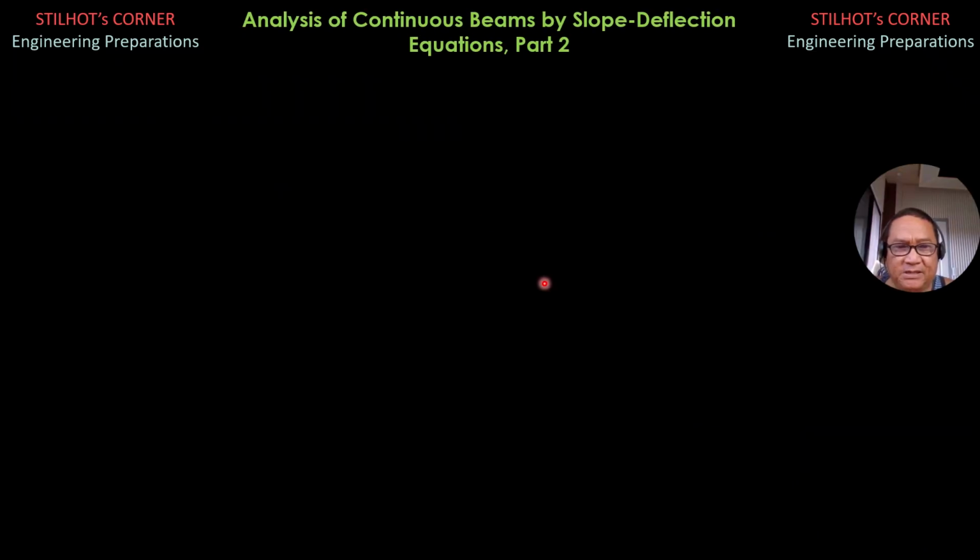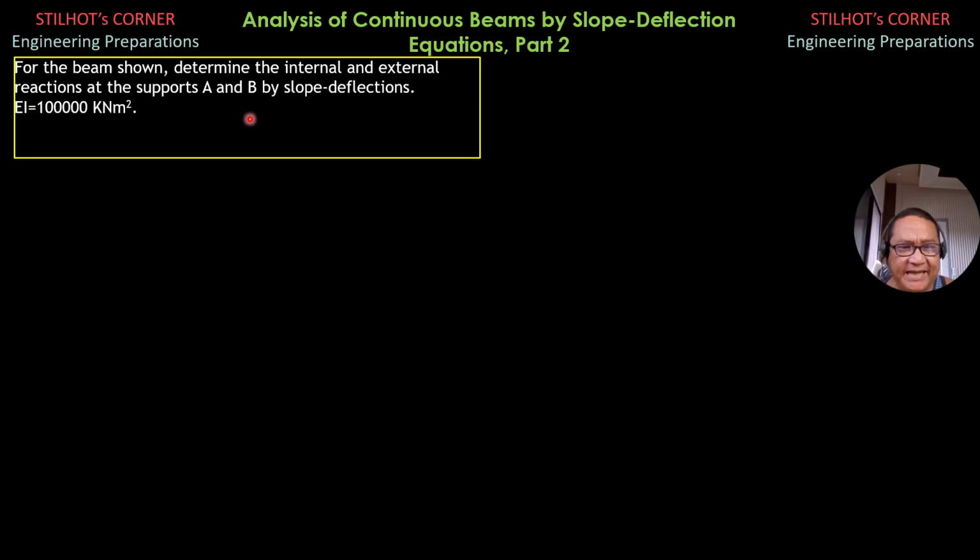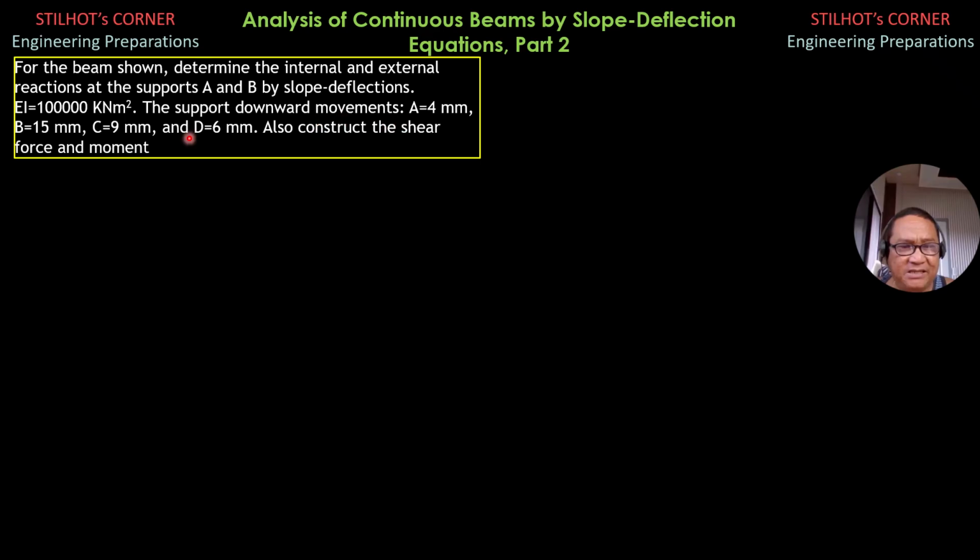So for this second problem, there are support movements. For the beam shown, determine the internal and external reactions at the supports A and B by slope deflection. EI is 100,000 kilonewton meter square. The support downward movements are: A is 4 mm, B 15 mm, C 9 mm, and D 6 mm. Also construct the shear force and moment diagrams and sketch the elastic curve.